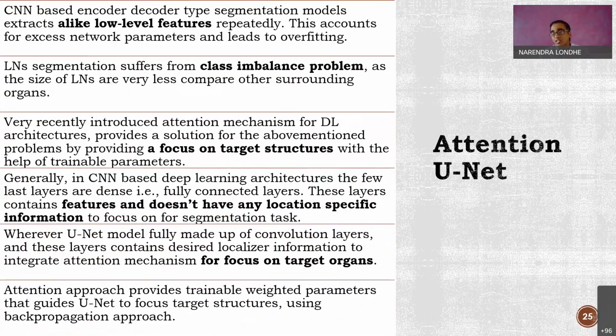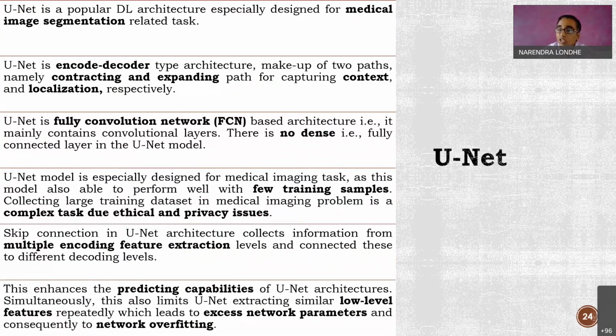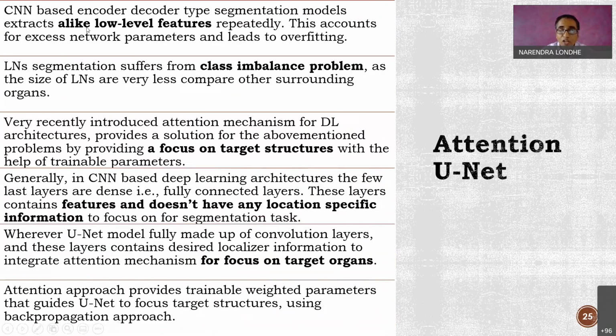In this U-Net structure, there is one very advanced and very recently proposed network, the attention U-Net. Okay, attention U-Net actually overcomes this limitation of the U-Net, the overfitting problem. It accepts alike low level features repeatedly. This accounts for excess network parameters and leads to overfitting. I already told you about this in the CNN also, and this also happens in the U-Net as well. So it will create a problem of class imbalance.